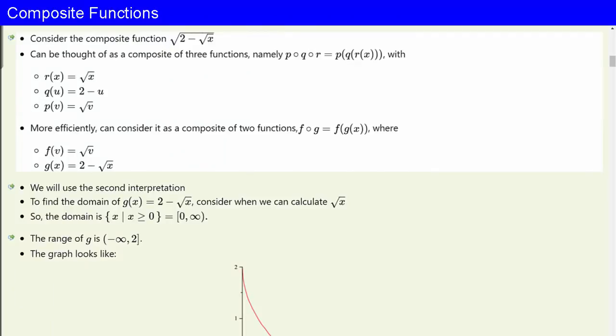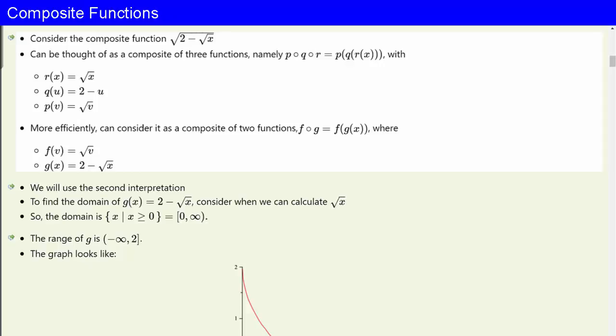Let's do one more example to really nail this down. Consider the function square root of the quantity 2 minus root x. Let's find its domain and range. The function can be thought of as a composite of three functions, namely p circle q circle r, or p of q of r of x, with r of x equals square root x, q of u equals 2 minus u, and p of v equals the square root of v.